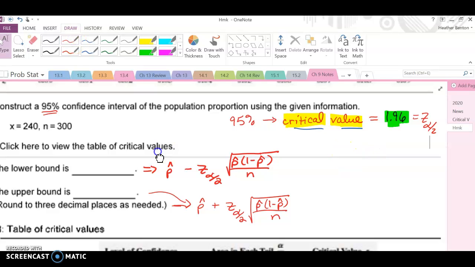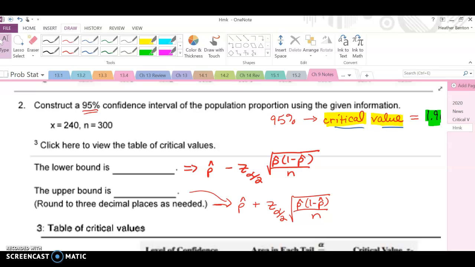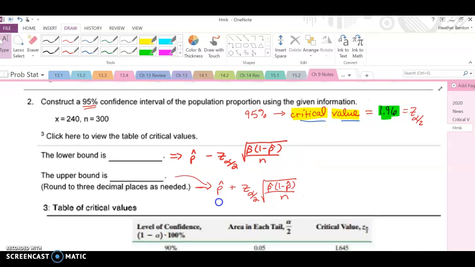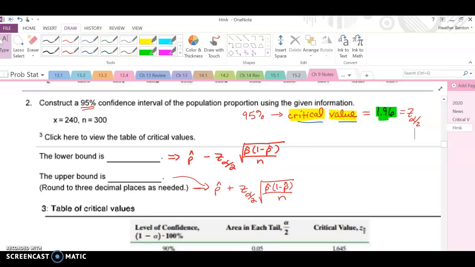So our p hat number, keep in mind here, they didn't give us the p hat number. What we have is 240 somethings out of 300 somethings total. So maybe this is 240 students at Episcopal out of 300 in the upper school that plan to go to the state championship football game or something like that. So to find p hat, the proportion, you have to take 240 and divide that by 300, and that's going to come out to 0.8. So now we're ready. We have all the numbers we need.